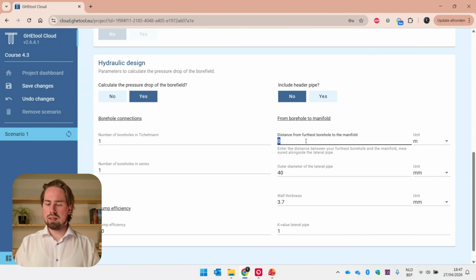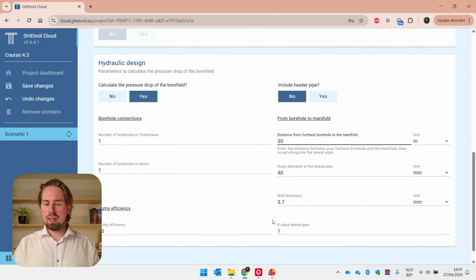And we said that the longest horizontal path was 80 meters horizontally, 12 meters down. It's actually 30 meters in total. Now, what is important here is that we have 30 meters in one direction, 30 meters back, but you only need to enter it once because it's automatically doubled in GHEtool. So it's the distance and not the entire length of the hydraulic path.